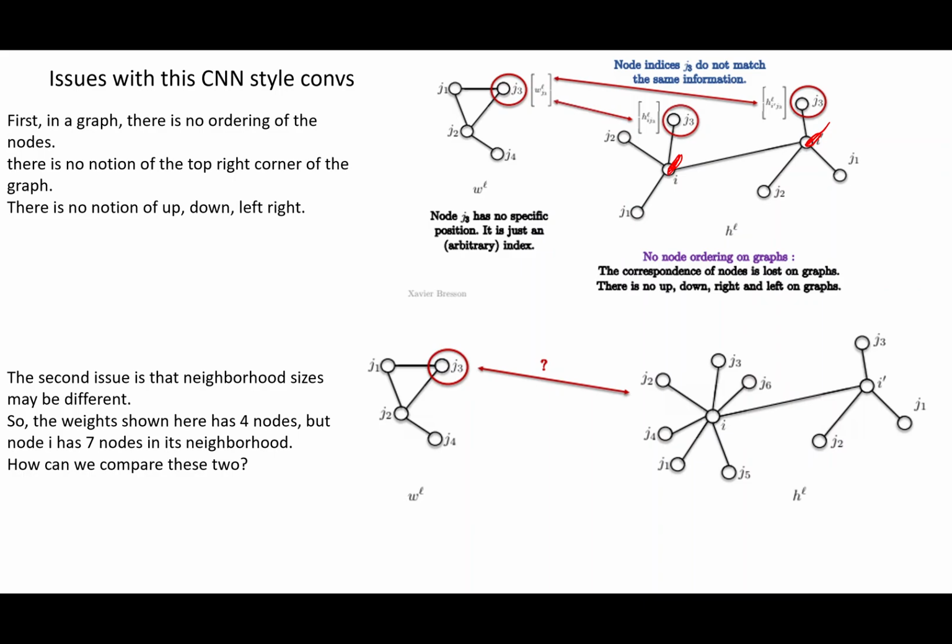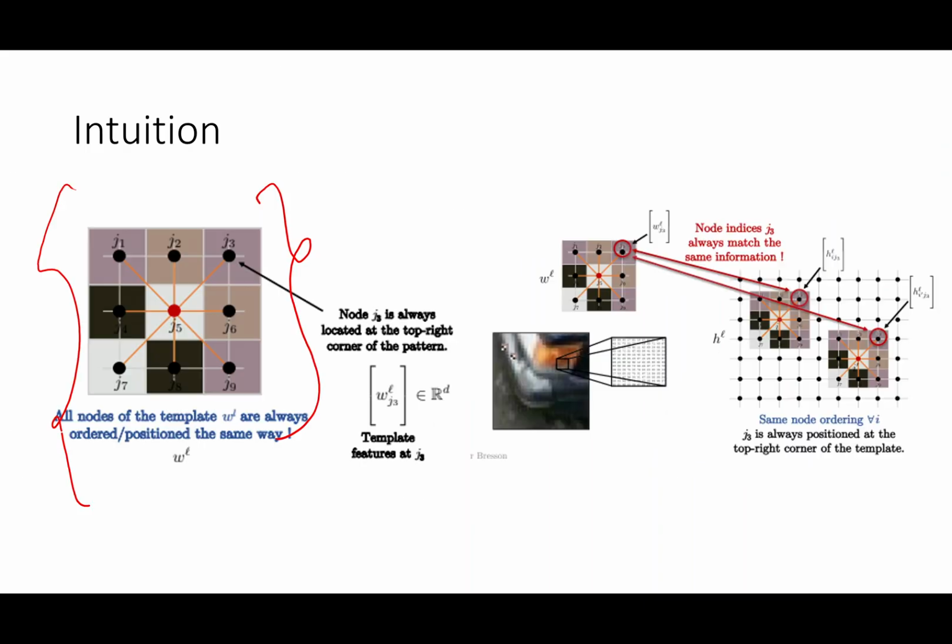The second issue is that neighborhood sizes may be different. For example, in our very beautiful and ordered example, the J5 node has 1, 2, 3, 4, 5, 6, 7, 8 neighbors. And this is always going to be the case wherever you go in the image. Each and every node in the image will have 8 neighbors. But that's not true in an arbitrary graph. The kernel shown here has 4 nodes, but node I in the right hand side graph has 7 nodes. So how can we do a convolution on these? How can we ever do a convolution when the number of nodes itself is different between the kernel and the graph?